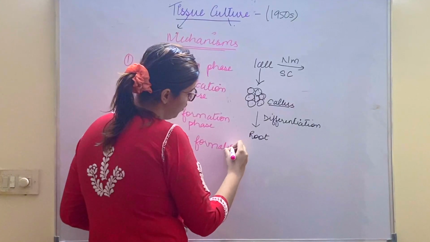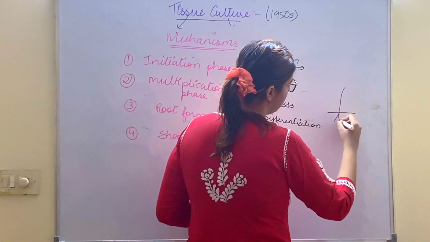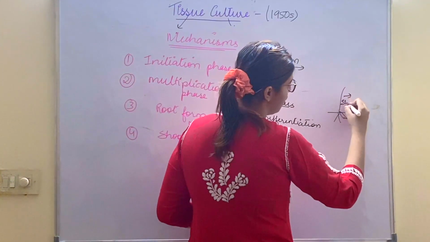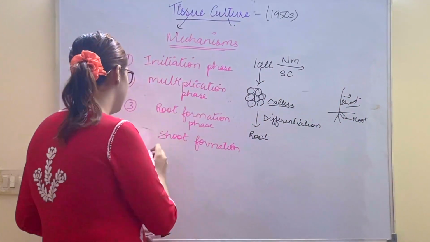What is root and shoot? I hope you know, right? See, this is a plant. What is below the soil is root. What is above the soil is called the shoot, okay? Just for your knowledge. Anyways, moving on.